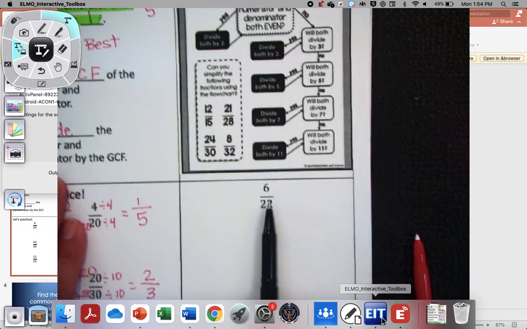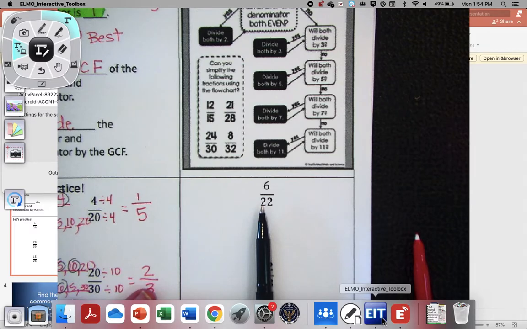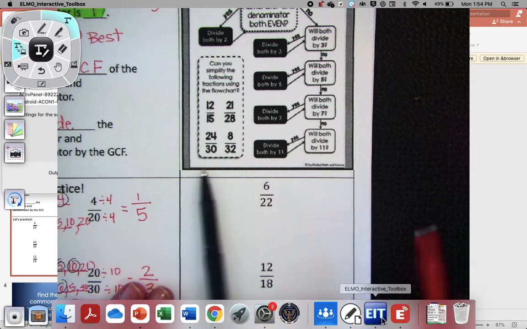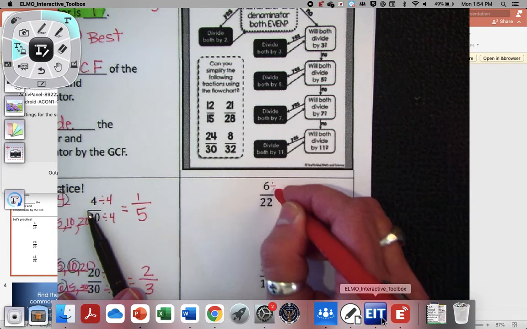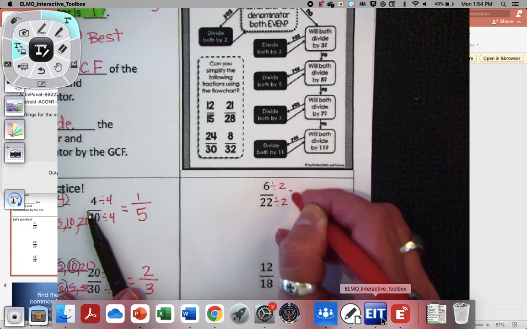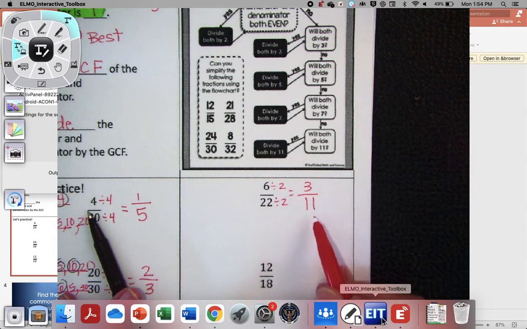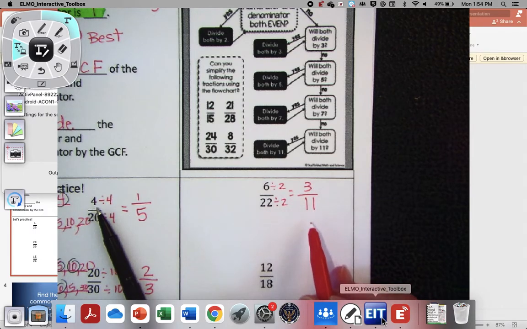For example, on 6/22, 6 and 22 are both even. So yes, I will divide both of these by 2. And in this case, I get 3/11. Okay? 3/11 is in simplest form because nothing can go into 3 and 11 evenly except for 1. So in that case, I'm done.